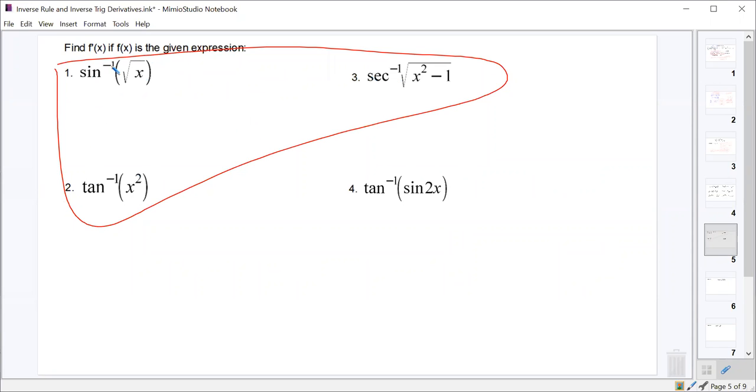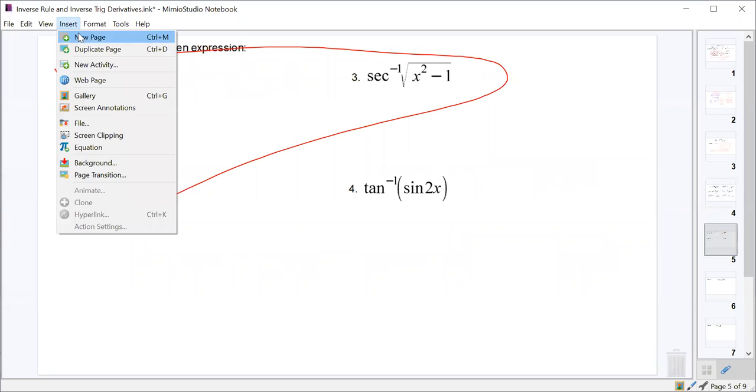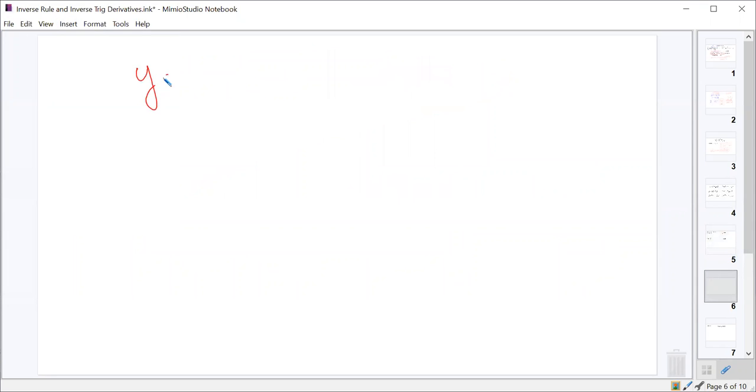So we'll start with inverse sine of root x. So y equals the inverse sine of root x is y equals the inverse sine of u with u equal to root x. Everybody good with starting it off that way? Yes.